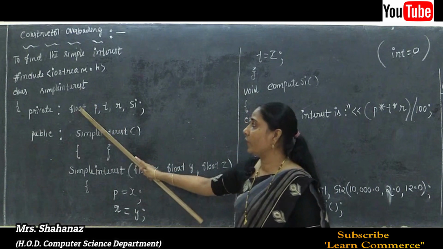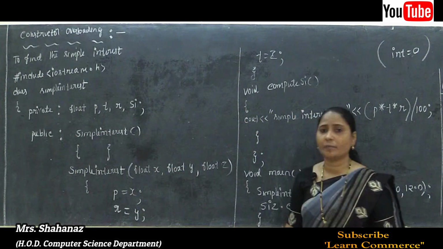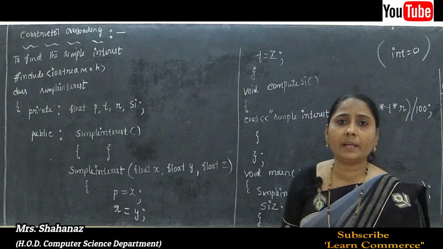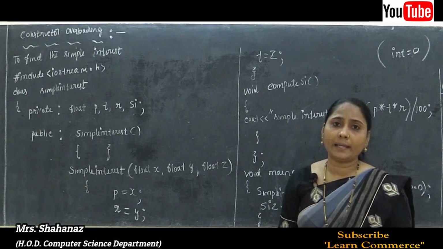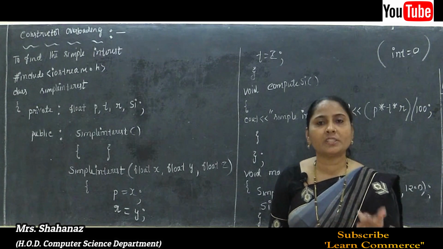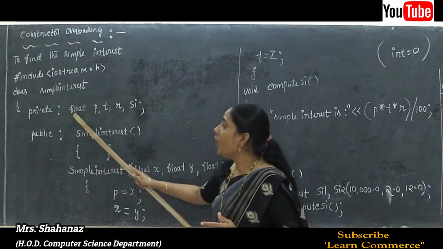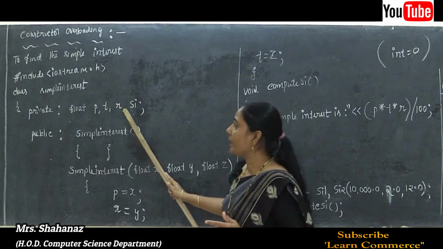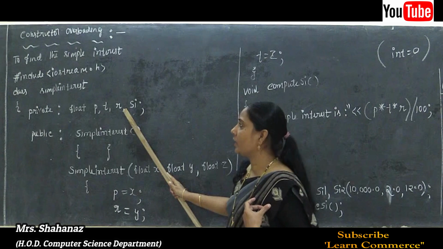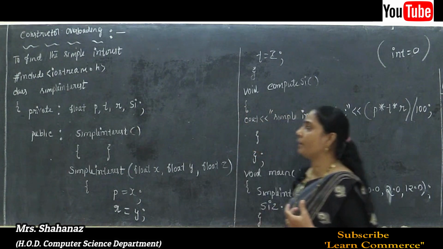And here, floating point. Why? Because in time we sometimes use 2.5, and maybe the rate of interest is 12.5, like that. So it's better to use the data type float here. So I am declaring some of the member data of the class, that is P, T, R, and simple interest.